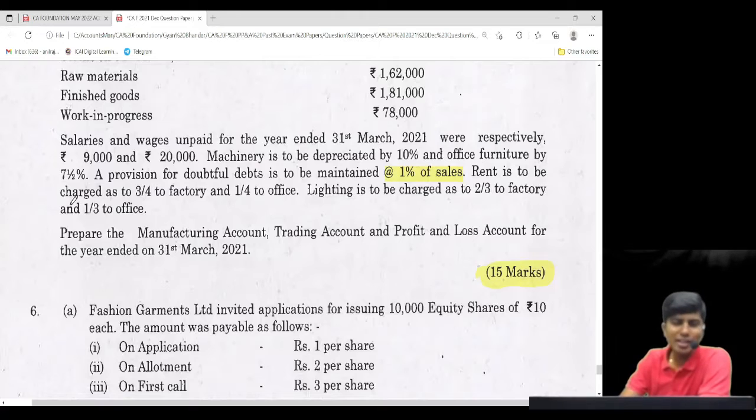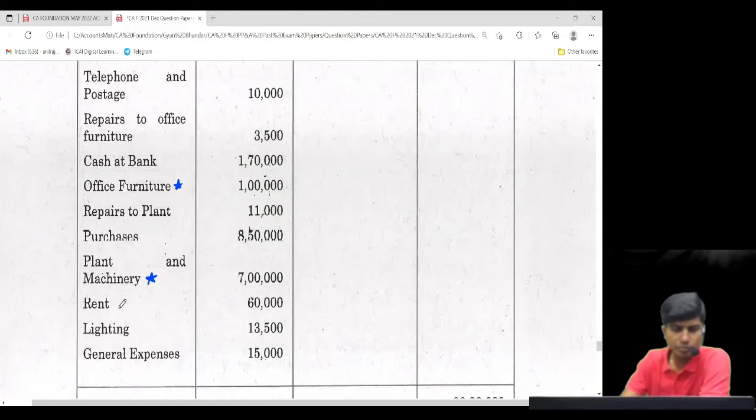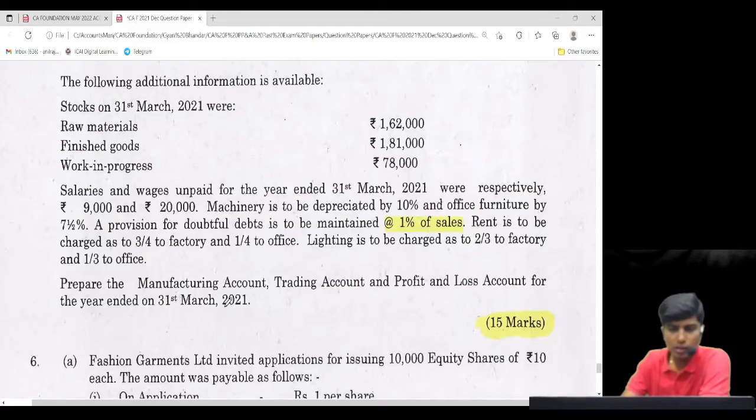Rent is to be charged 3/4 to factory and 1/4 to office. Factory means it will go to the manufacturing account. Office means it will go to P&L. So let's take this 3/4 to factory, 1/4 to office. Make a small note next to rent. We have rent here. Rent is to be charged 3/4 to factory and 1/4 to office.